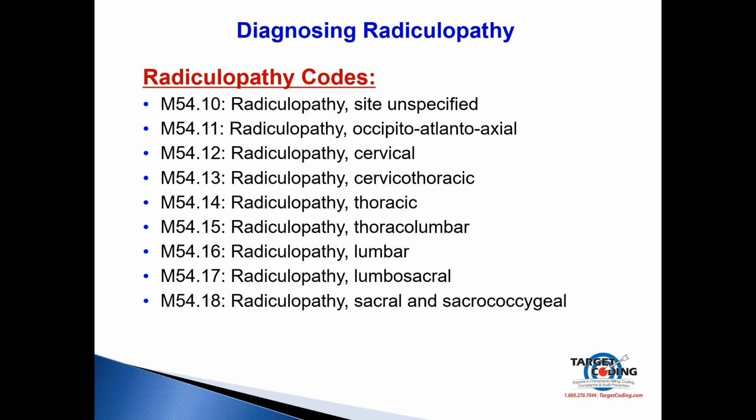The previous codes, disc disorder, meant that there was some sort of herniation, bulge. We're going to go over the differences between disc disorder and disc displacement in a few minutes, but a disc disorder would indicate that there's some sort of herniation, bulge, protrusion. With these radiculopathy codes you see on your screen, you don't necessarily have to order or have an MRI to back it up, or a CT scan.